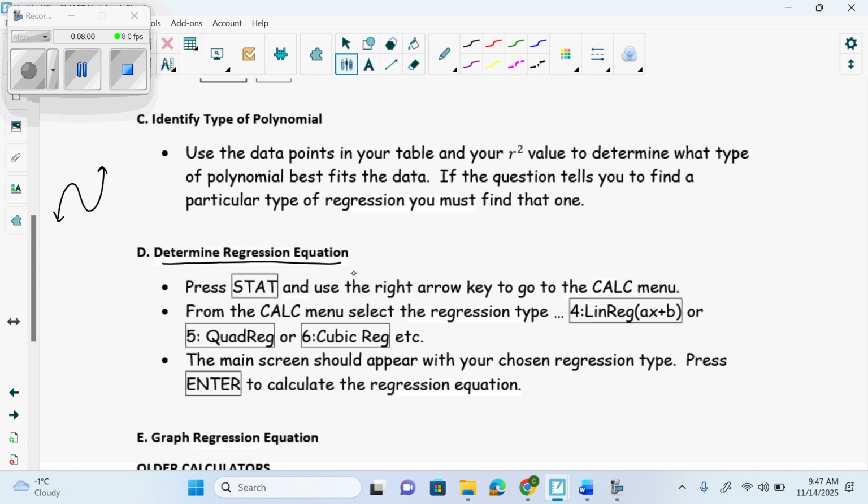And then our options for this unit are 4, which is linear, 5, which is quadratic, 6, which is cubic. What did they tell us we had to pick? Linear. So which one do we have to pick? 4. And then just go enter for now.